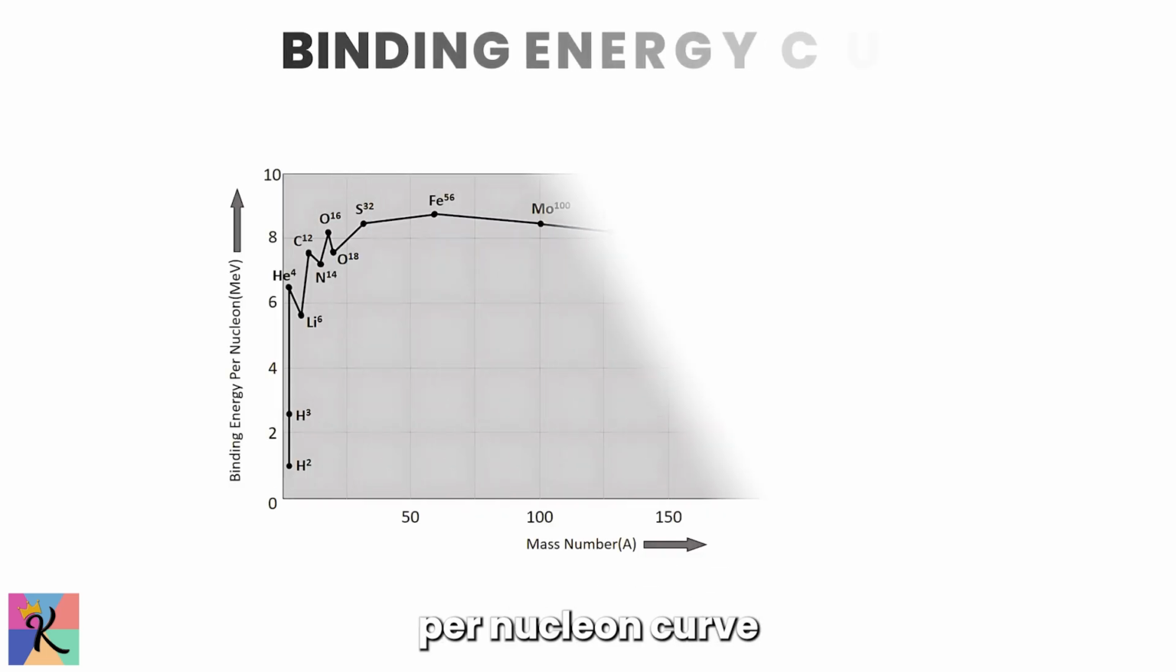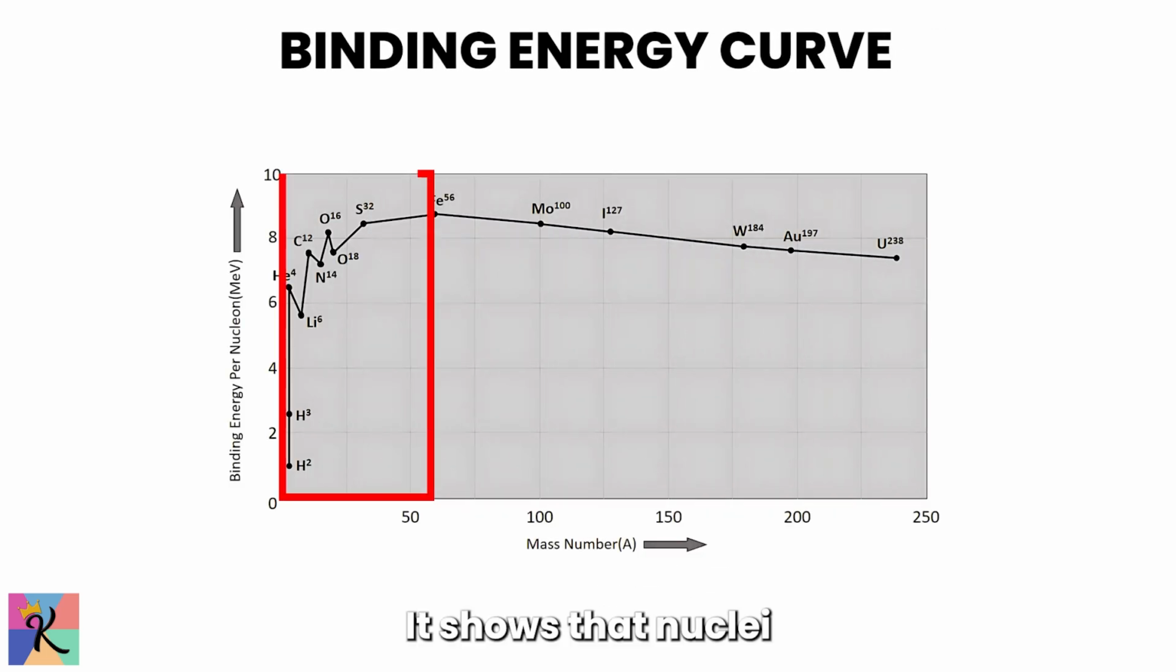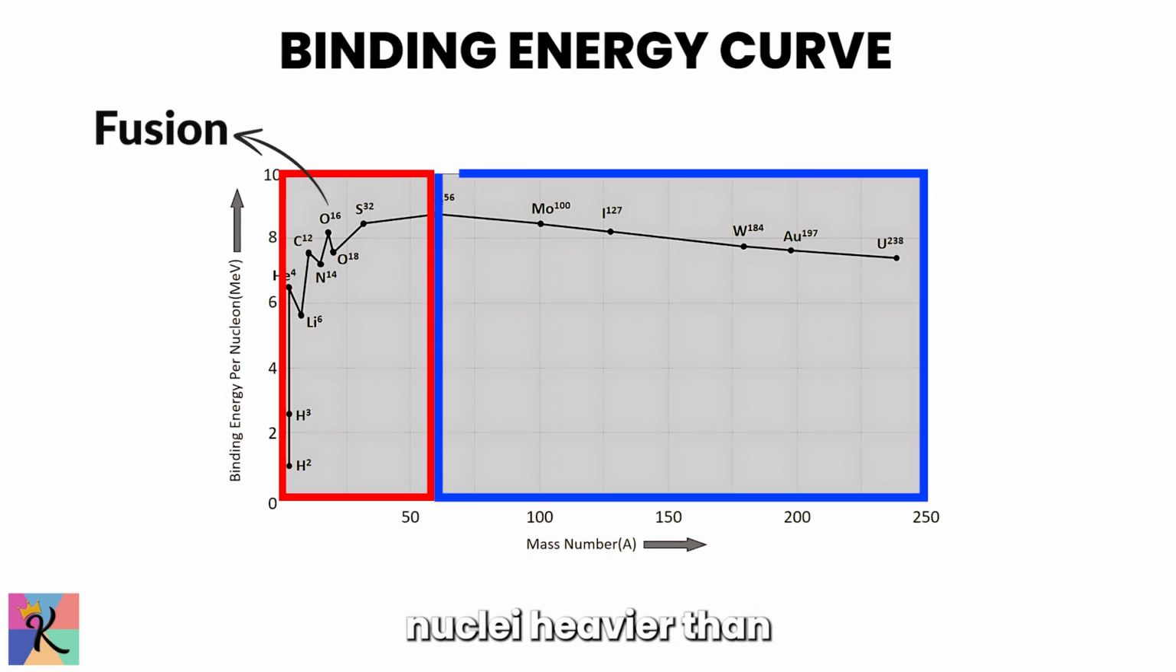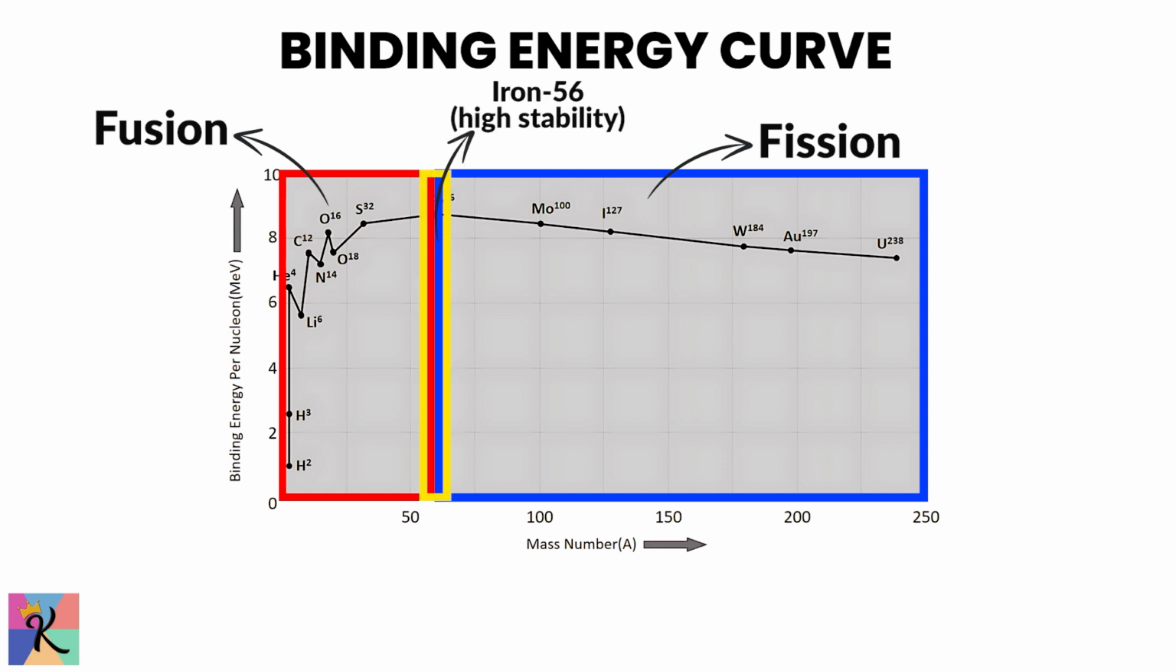The binding energy per nucleon curve is crucial for understanding nuclear stability. It shows that nuclei lighter than iron release energy through fusion, while nuclei heavier than iron release energy through fission. Iron-56 sits at the peak of the curve, indicating its high stability. This is why it doesn't undergo fusion or fission under normal conditions.